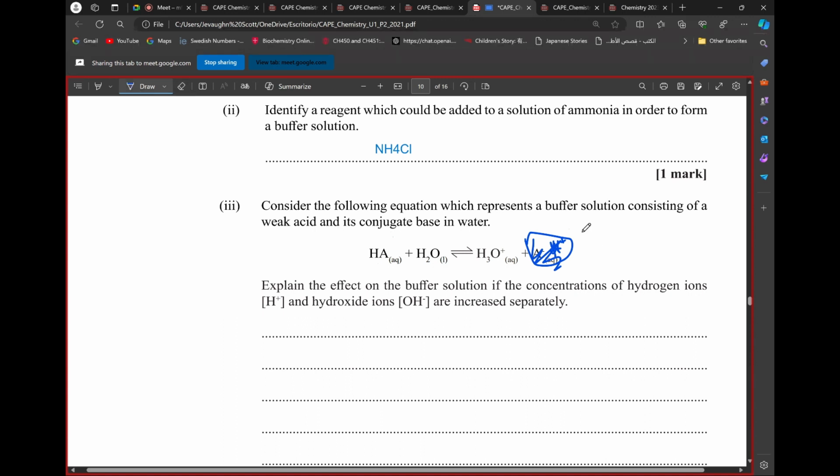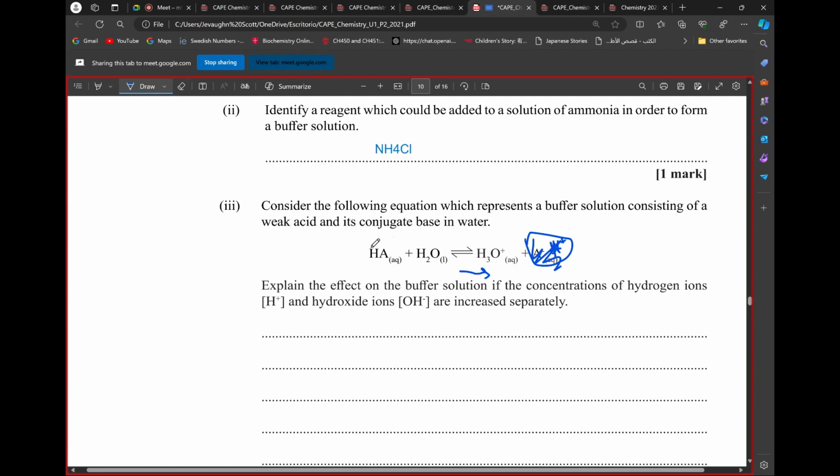It shifts to the right to restore the conjugate base. Okay, does that make sense to people? Yes, sir. Alright, so that makes sense. We should shift to the right here.